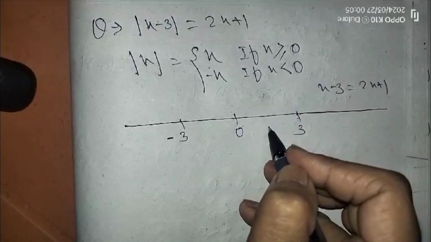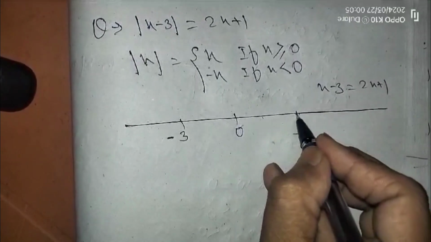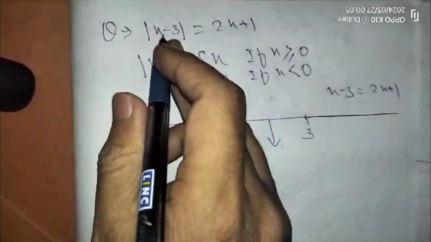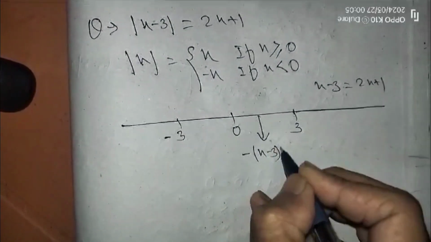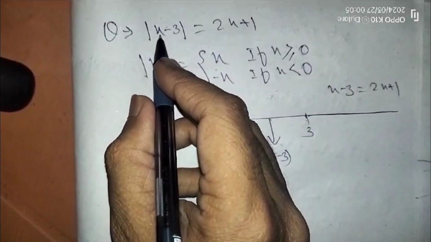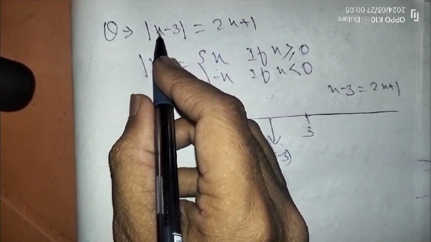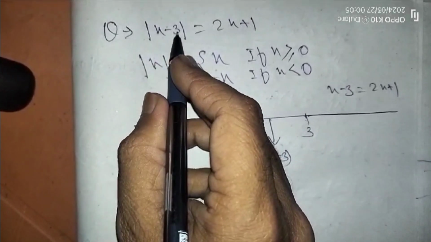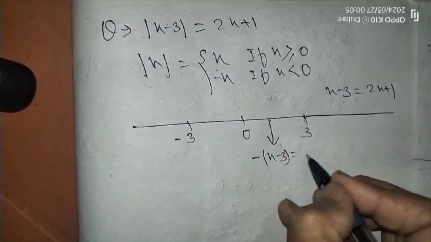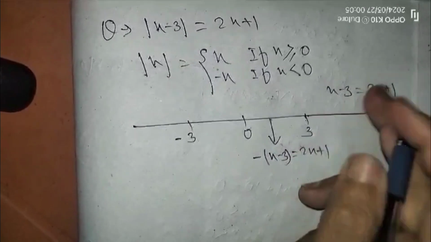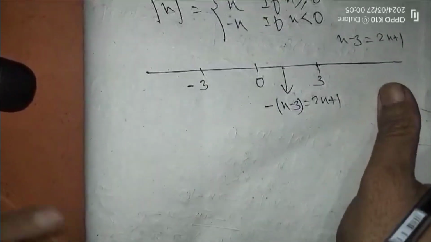When we take values of x which are less than 3, it will always have a negative sign. Why? Because suppose we take 2, then 2 minus 3 is negative, so we have to multiply x minus 3 by minus, equal to 2x plus 1. So here we got two equations, and now we have to solve these two equations.